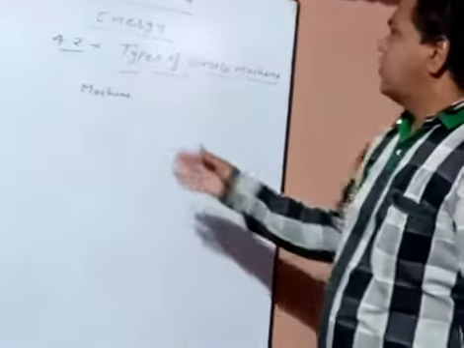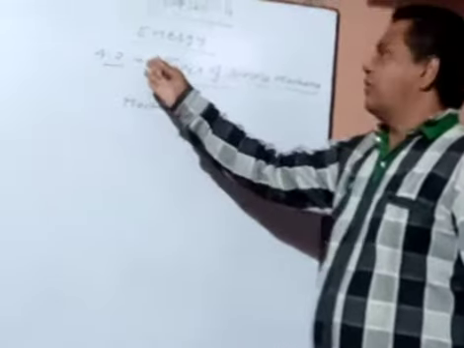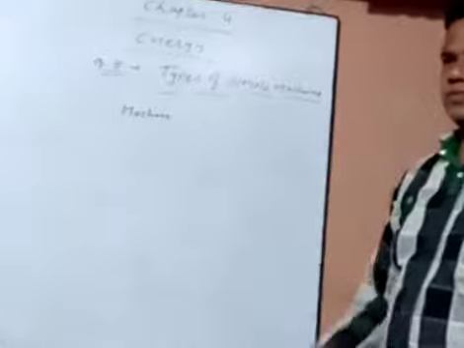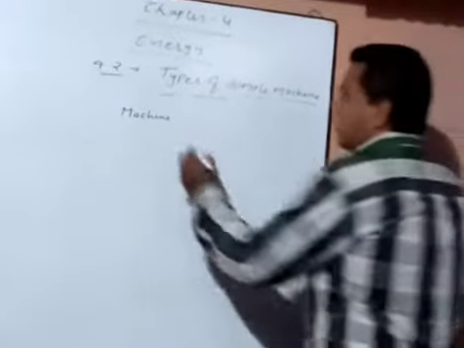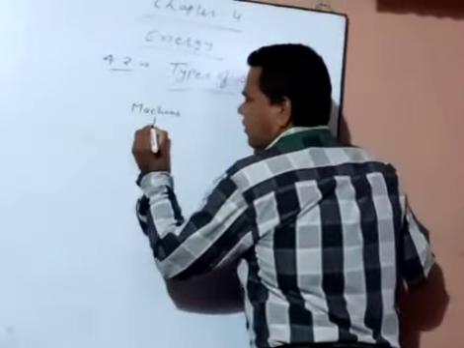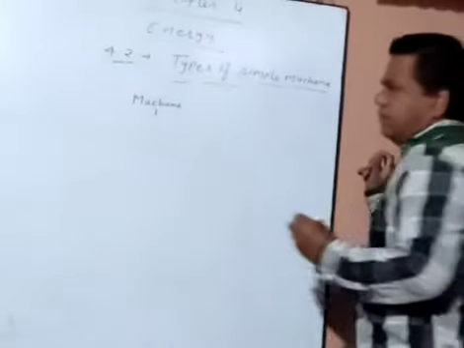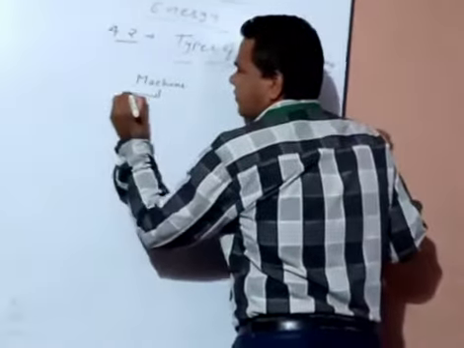Today we start next chapter 4.2, types of simple machine. So here I draw a chart of machines.